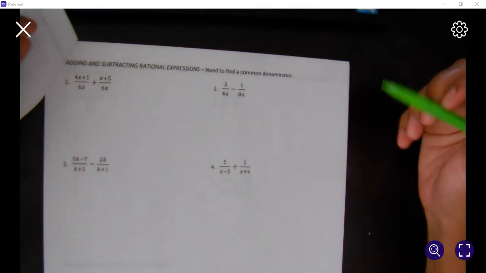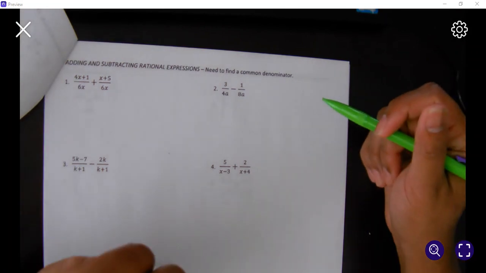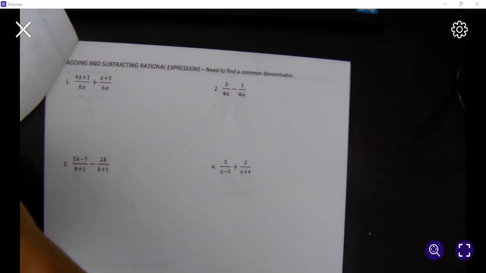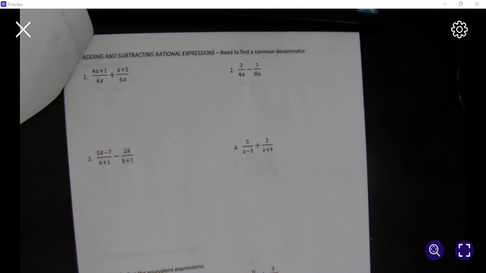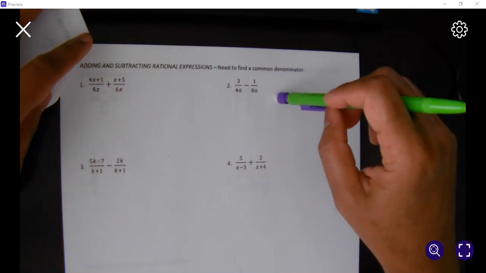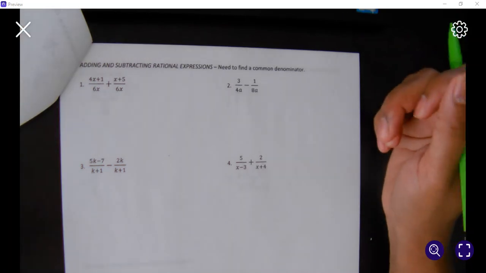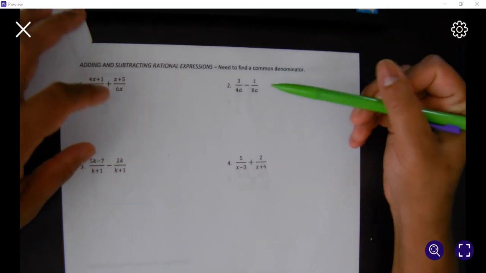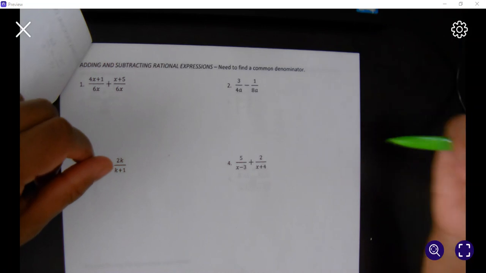Alright, so here is page 7 from Unit 6. On page 6 we did dividing, then we did multiplying, and now we're going to do adding and subtracting rational expressions. A rational expression has a numerator and a denominator.